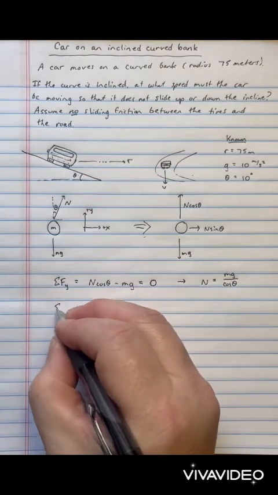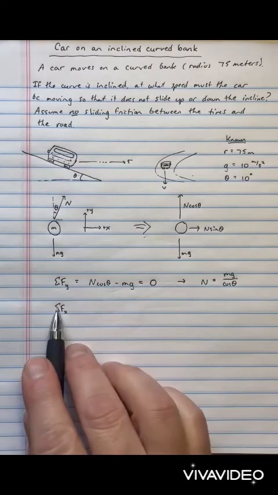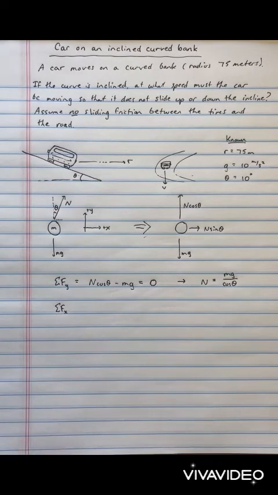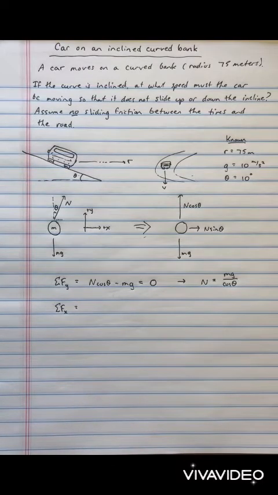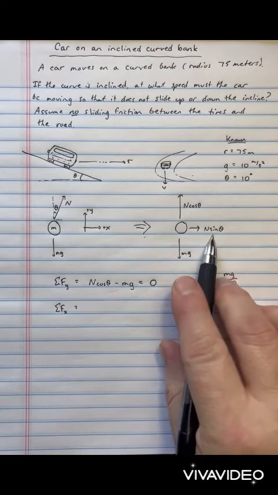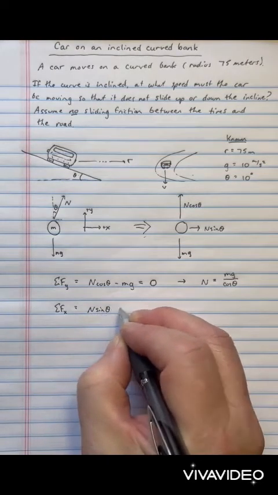All right, let's try the forces in the x direction. Again, just to be a little different, summation of forces in the x direction, in case you've ever seen that version of this. What are the forces in the x direction? Well, without friction, there's only one force, N sine theta. That's it. So there's not much of a summation.